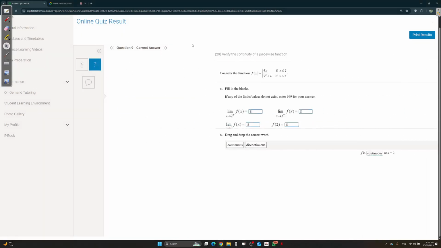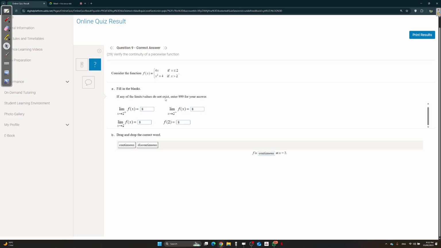Yalla, question 9. This one also I'm gonna skip. It's really easy. Substitute 2 plus, and you substitute into which one? This one here, x squared plus 4, the second one. 2 minus, and you substitute into the first one. You get 8. X approaches 2, you just check, is 2 plus equal to 2 minus?